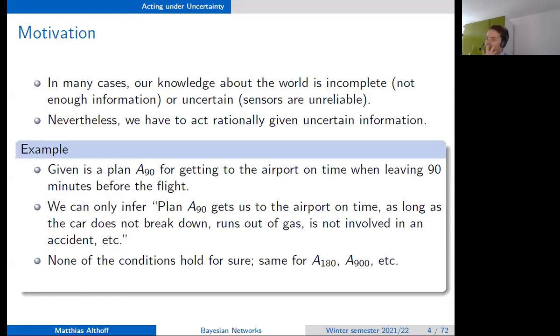So what you have to do is find a solution that on average gives you the best benefits. So we need to minimize the expected cost to the goal.